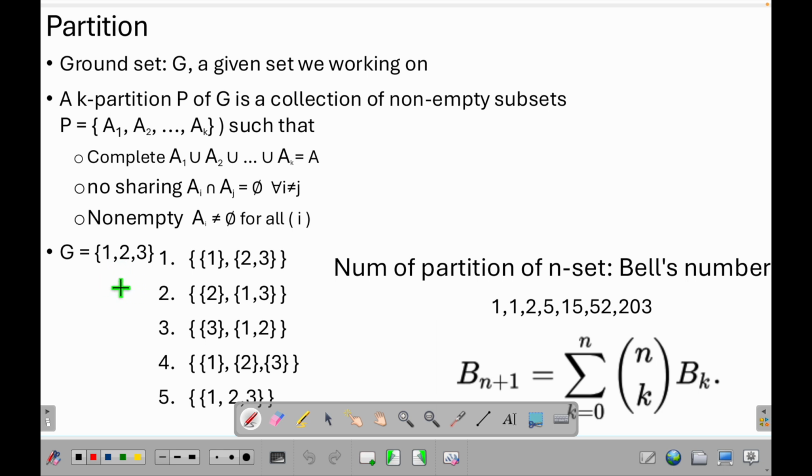And I call it 1, 2, 3. And then, these 5 things are all the possible ways you can have a partition. So what is a partition? Well, the name says you split them. So you have to split them.